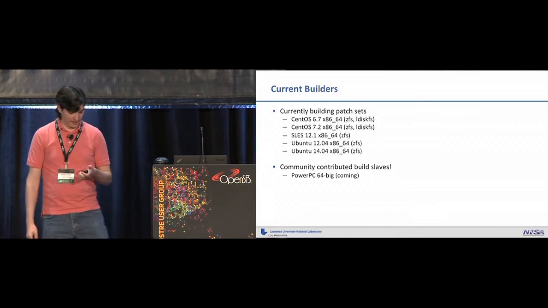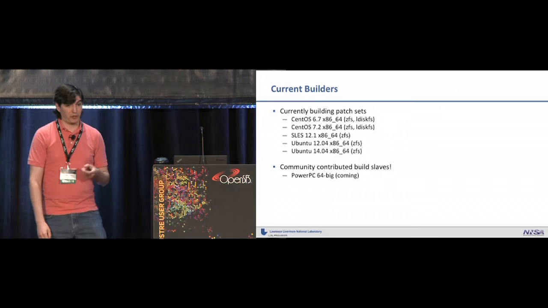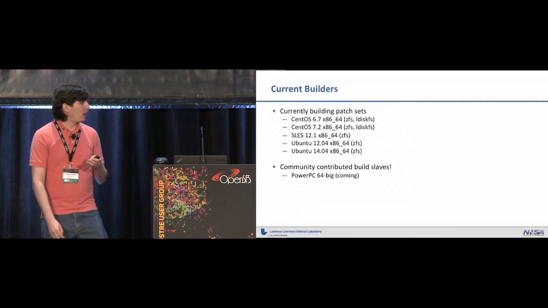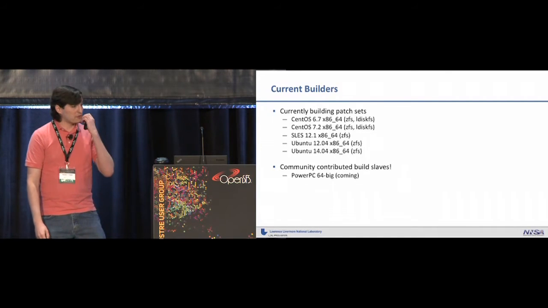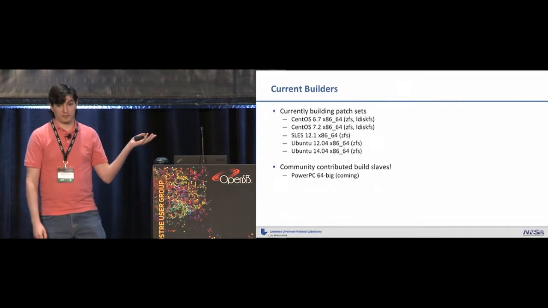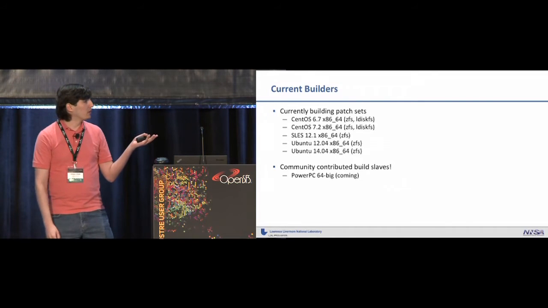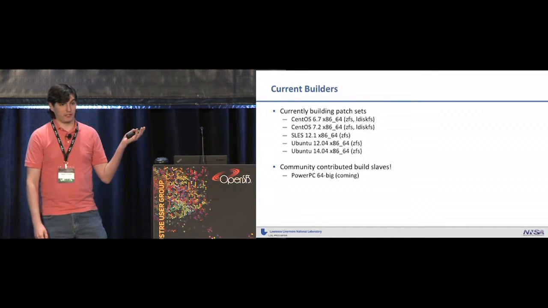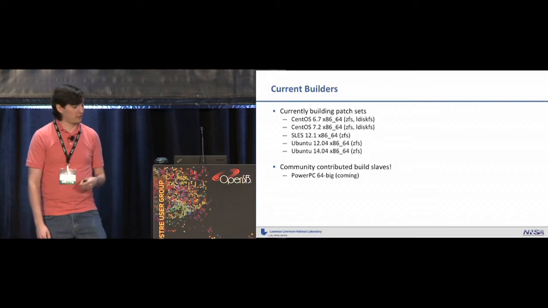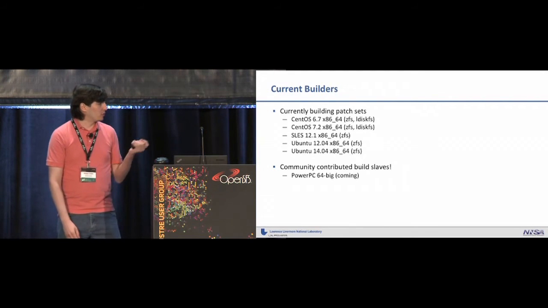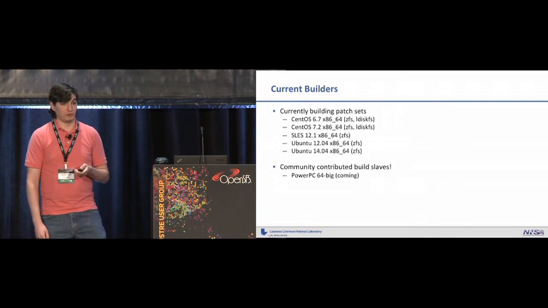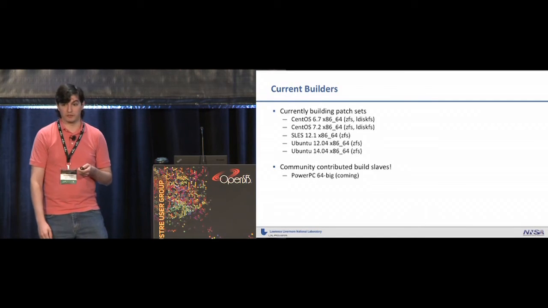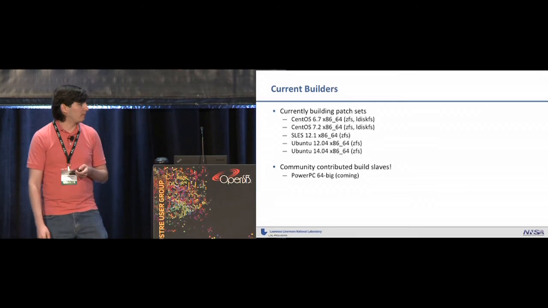So what do we currently have in terms of builders? We're currently building patch sets on a variety of distributions: CentOS 6.7 and 7.2, both of which are being compiled against ZFS and LDiskFS. We're also doing SUSE 12.1, backed by ZFS, and two different flavors of Ubuntu, 12.04 and 14.04, backed by ZFS.